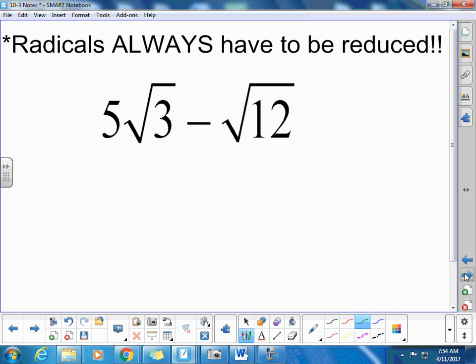Radicals always have to be reduced if you can reduce them, same with fractions. We can't leave 2/4 as an answer; we have to reduce it to 1/2. So let's look and see, can we subtract these as they are? No, because our radicals aren't the same.